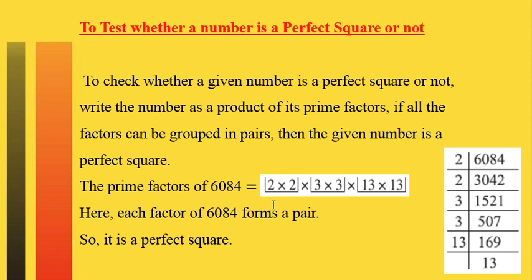So the prime factors taken from this number are 2 into 2, then 3 into 3, and 13 into 13. So you are watching that all the numbers are in the form of pairs, means the pair of 2, then pair of 3, and then pair of 13. If all the numbers are in the form of pairs, then we can say that they are a perfect square. Then it means the given number, 6084, is a perfect square. If any one is left, then we can say it is not a perfect square.